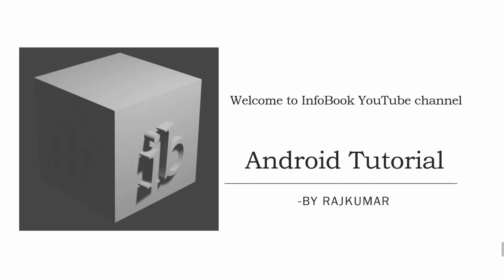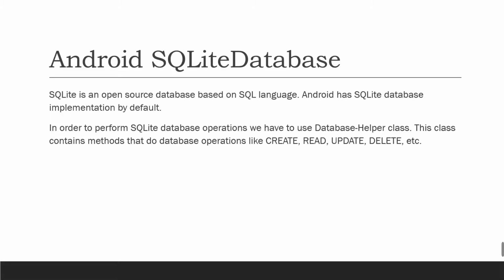This is Rajkumar. Today we are going to see Android SQLiteDatabase. SQLite is an open source database based on SQL language. Android has SQLite database implementation by default. In order to perform SQLite database operations, we have to use database helper class. This class contains methods that do database operations like create, read, update, delete, etc. SQLite database has methods to create, delete, execute SQL commands, and perform other common database management tasks.